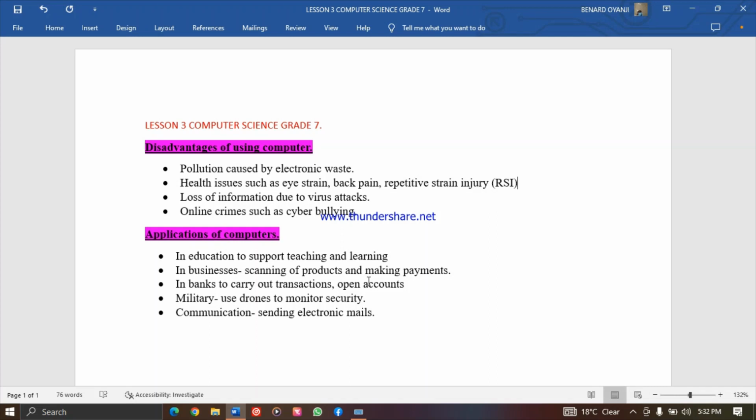There are measures put by the government where electronic waste is disposed at a point where it can be controlled, or it can be recycled, reused, or changed into something else.